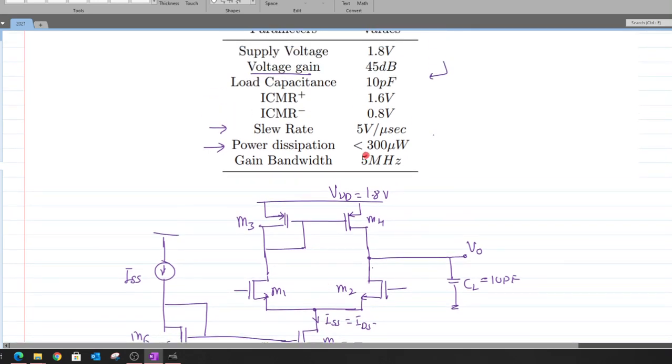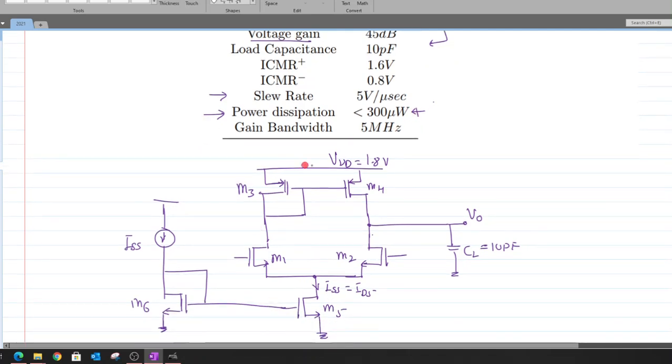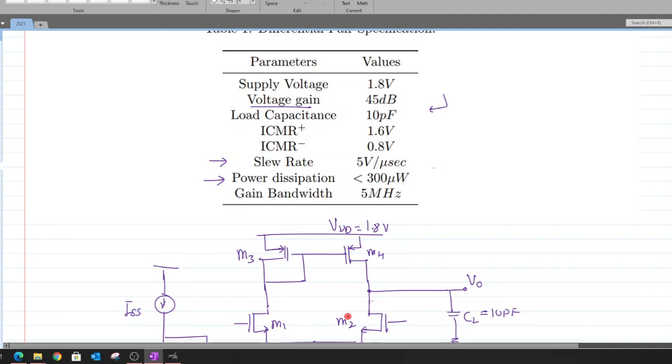Clear? So in case the slew rate is not given, then what you can do is derive the current that flows through this differential amplifier from the power dissipation. But when the slew rate is given, then we have to use the slew rate to know the current through this differential amplifier. Okay, and also you could see that there is something known as a voltage gain that is given as one of the parameters.